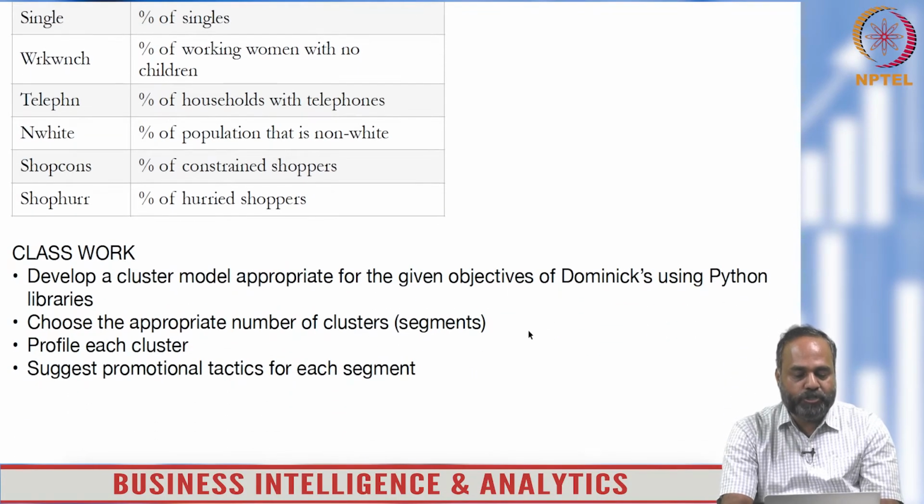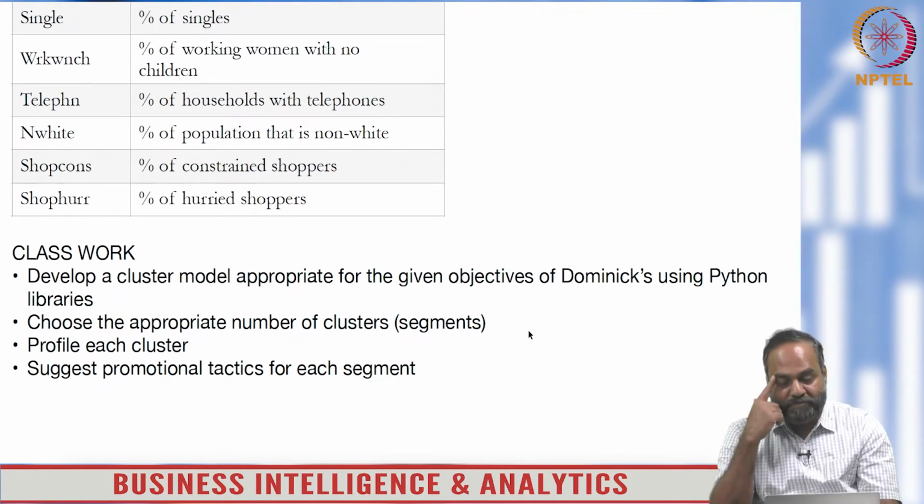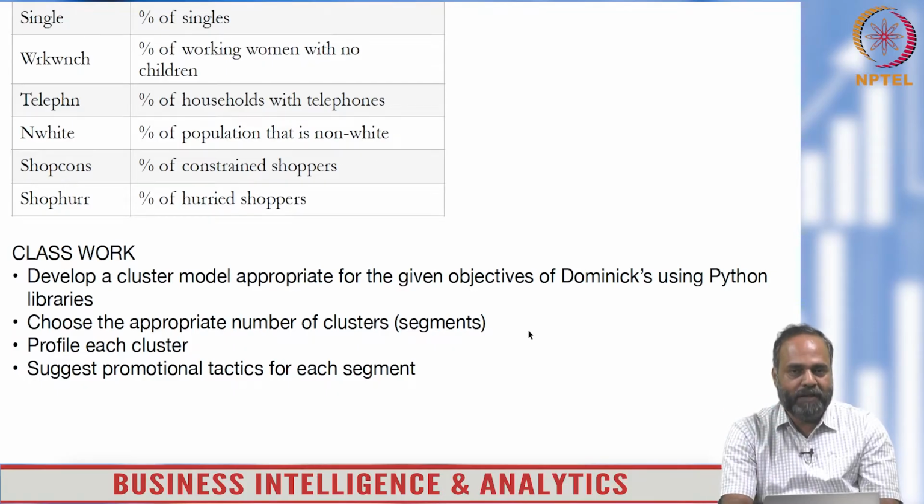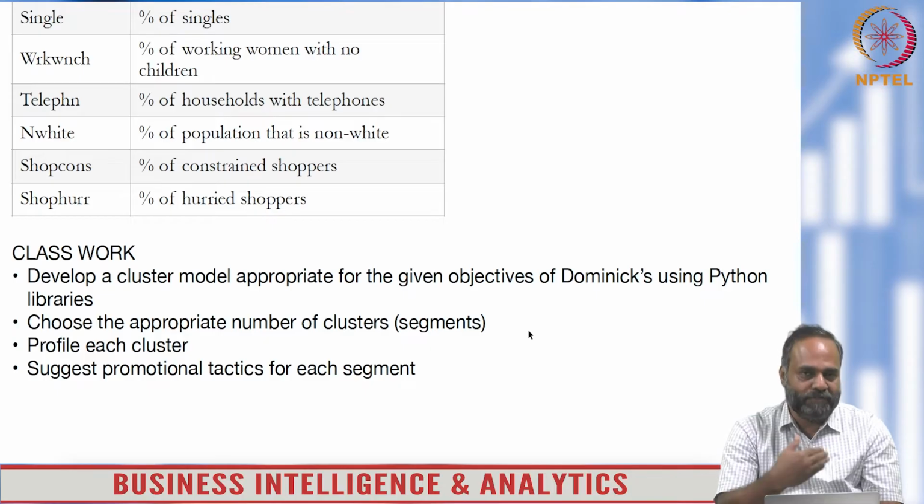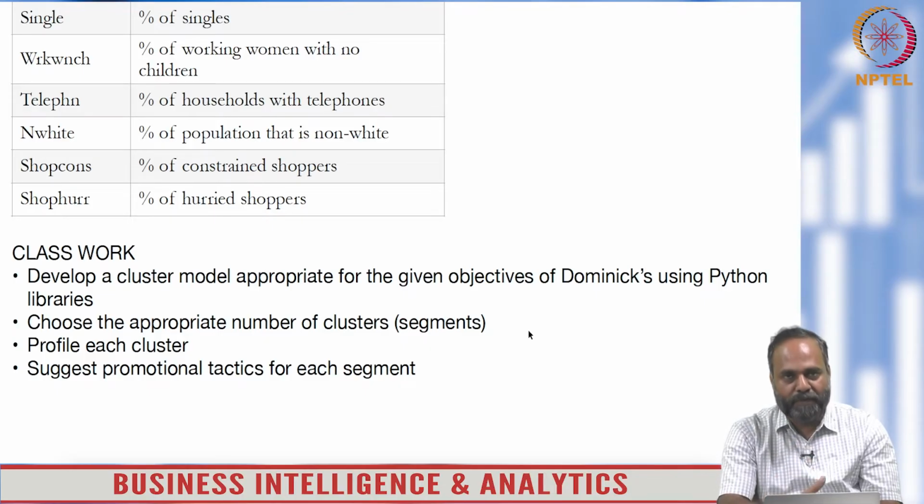So, what are we going to do? As I said, we are going to omit the first problem given, but we are going to focus on a clustering problem, which we will derive, or we will convert this business problem into a clustering problem, where we must develop a cluster model appropriate for the given objectives of Dominick's using Python libraries. That is our problem converted into analytics problem. Choose the appropriate number of clusters or segments.